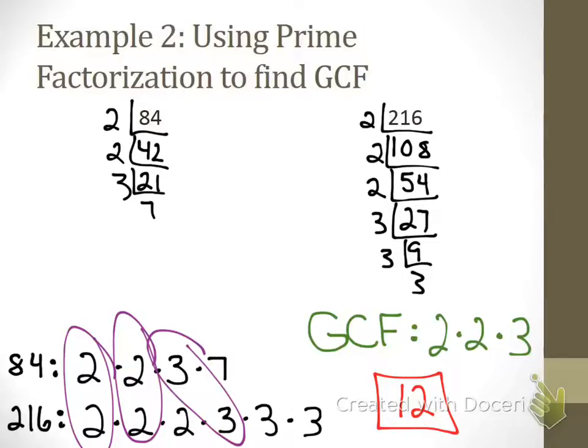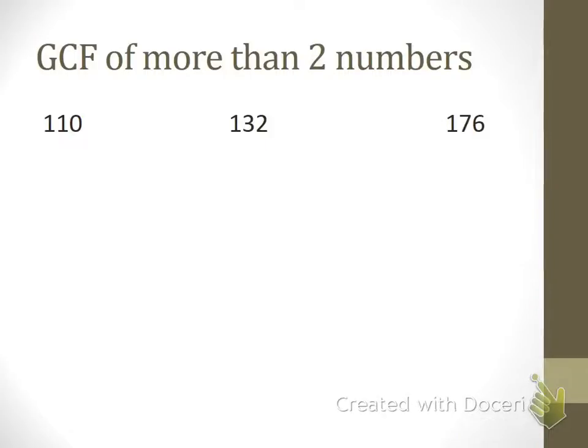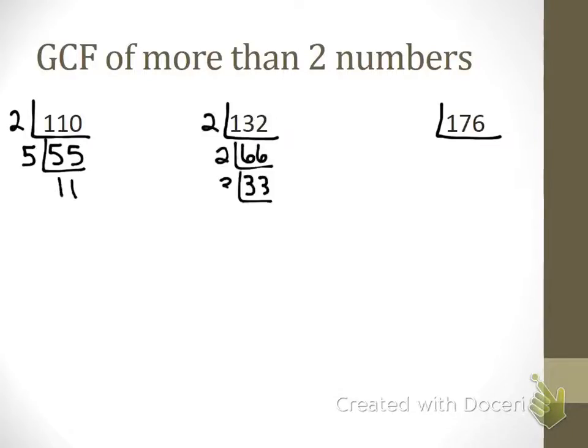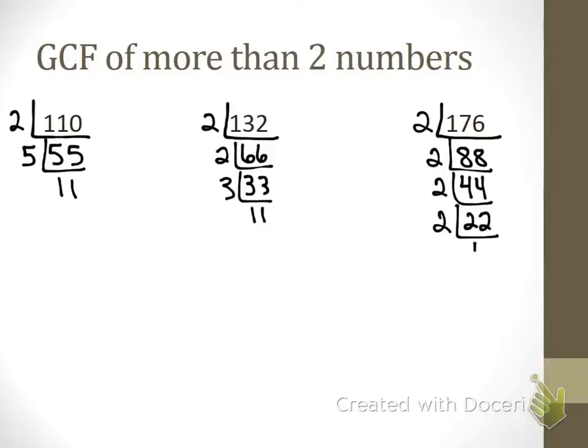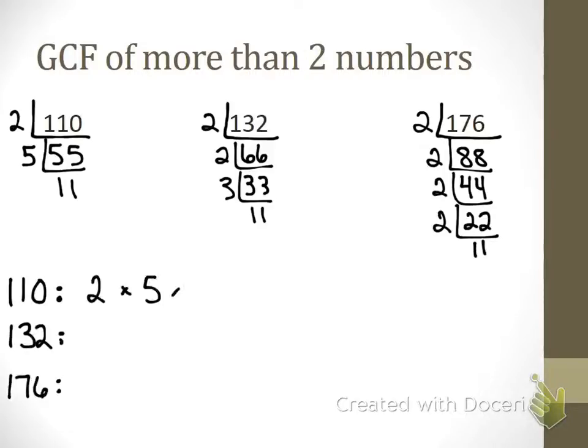All right, questions? Anything? So now, what if you have 3 numbers? I want you to do the prime factorization of all 3 numbers and list the prime factors, just like we just did in the last example. Okay, so we do the prime factorization of all 3 numbers. And then we list out the prime factors.